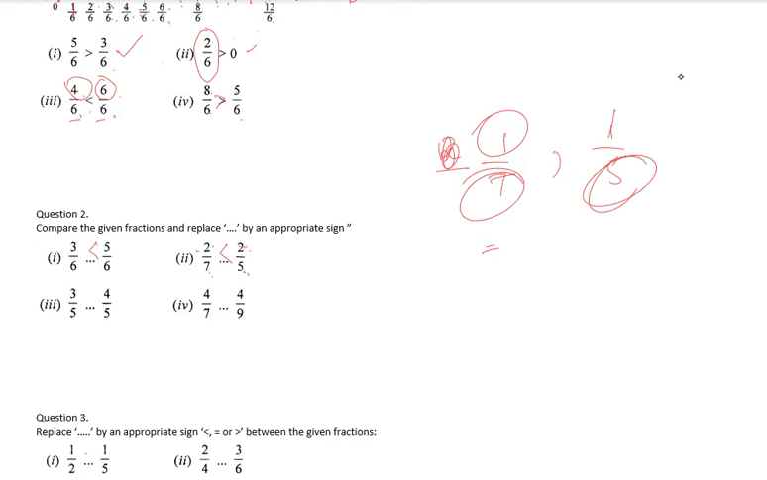Similarly, this is a like fraction with the same denominator, so 3 is less than 4. Then 4 by 7 and 4 by 9: 4 by 7 is greater than 4 by 9 because for the same numerators, the smaller the denominator, the greater is the fraction.